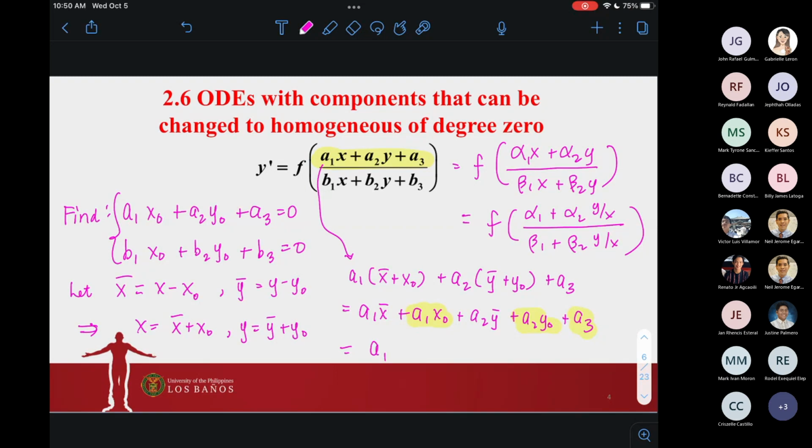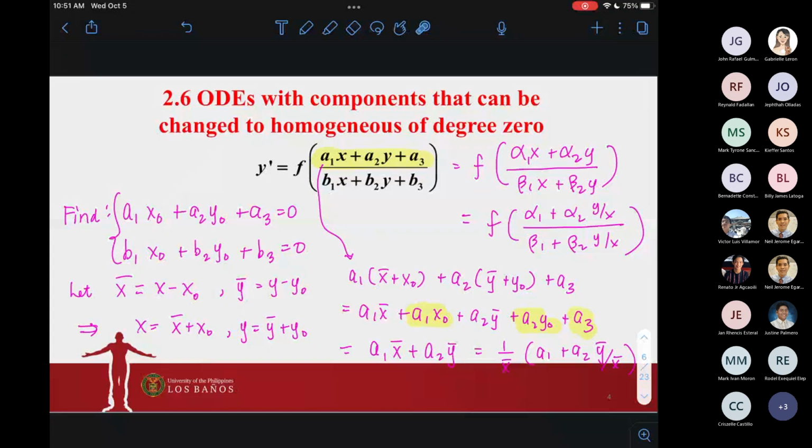So what we'll have left is a1 x bar plus a2 y bar, which basically nasatisfy ko na yung gusto kong mangyari, na ito ay pwede kong isulat as 1 over x bar times a1 plus a2 y bar over x bar. Right? Tapos ganun din yung mangyayari dito sa denominator. Pag pinlog-in ko yung x bar, magkakaroon naman ako ng b1 x bar plus b2 y bar. Okay?